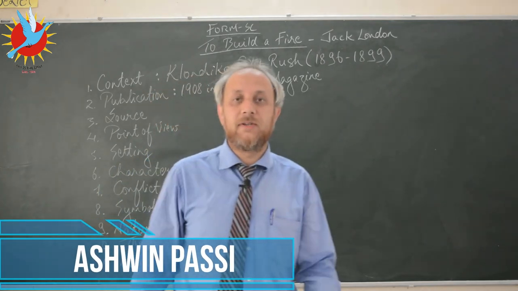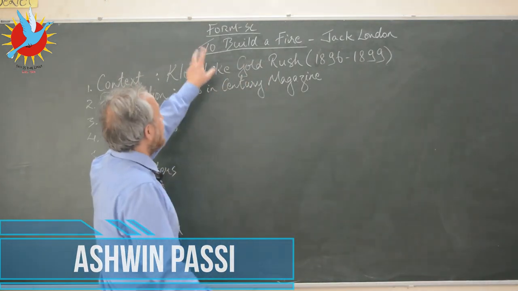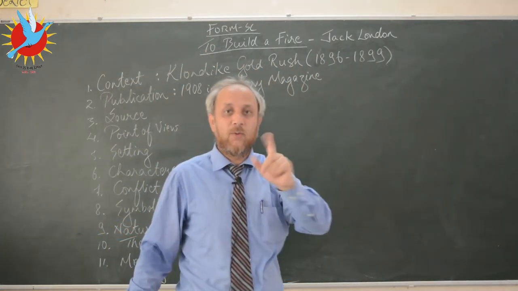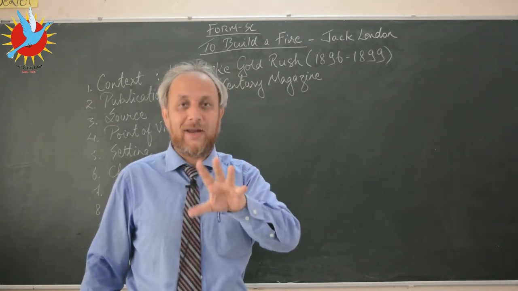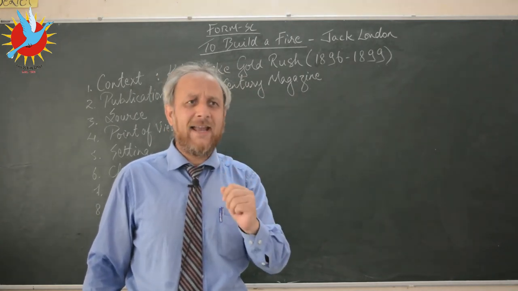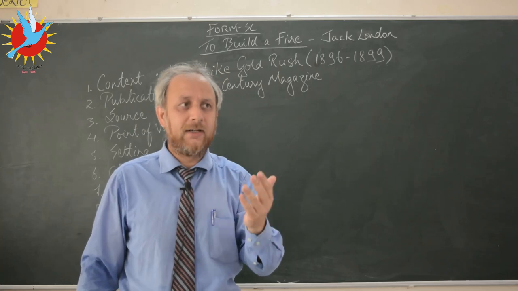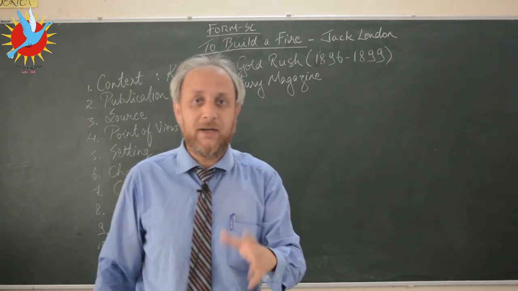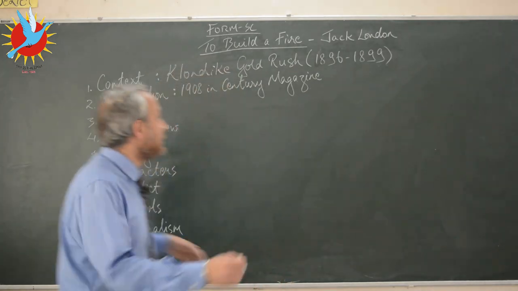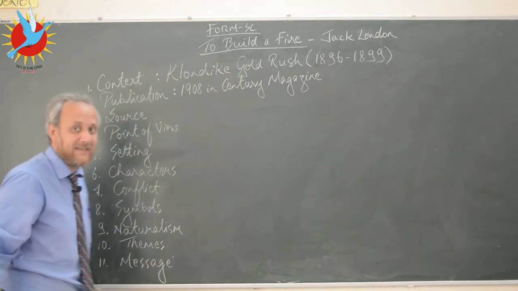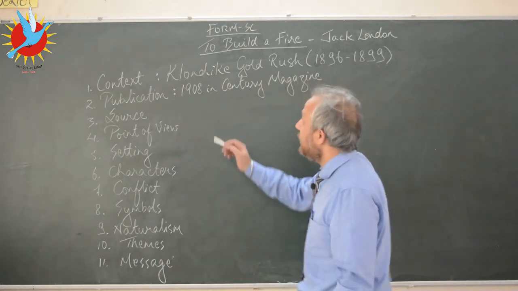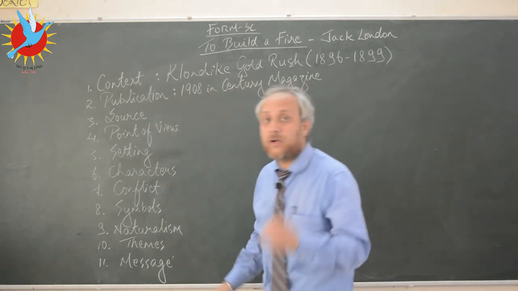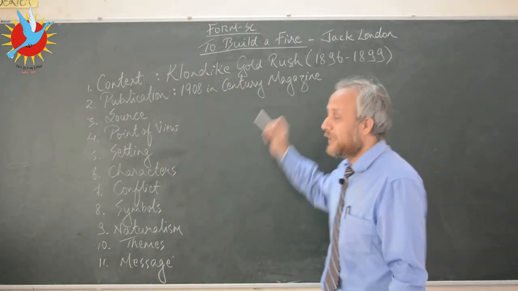Okay, kids, what we will do today is the story titled To Build a Fire by Jack London. I want you to go through the story at least thrice. It's a bit difficult, but I'm sure if you read it thrice, you'll get a grip on the story. To begin with, this is the flow of today's lesson, and I will start with the historical context of this particular story.